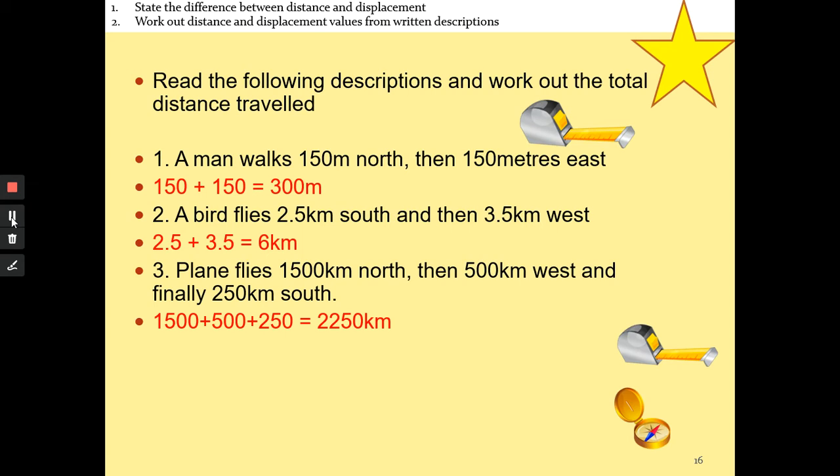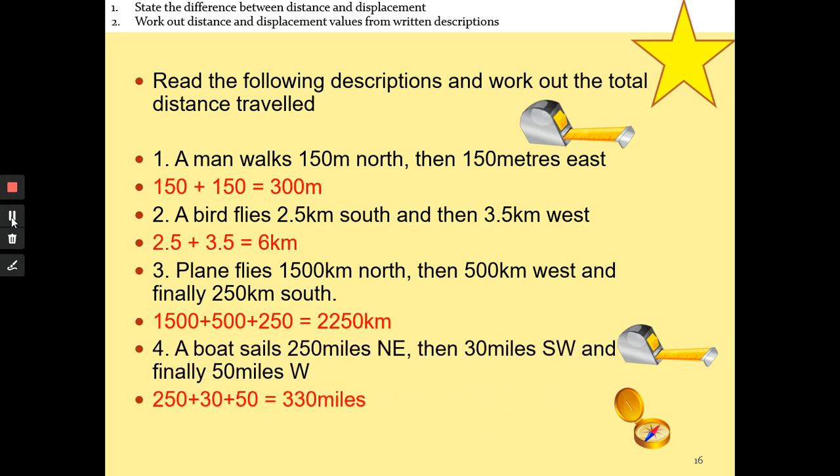Now we've got a plane flying and he's got 3 parts to his journey this time. So we have to add all 3 distances together to give me a total of 2,250 kilometers. And finally, we've got a 3-part journey for the boat as well. Add the 3 together and you should have got a total distance of 330 miles. Again, I've changed the unit in that last question, and it's important that you recognise that.